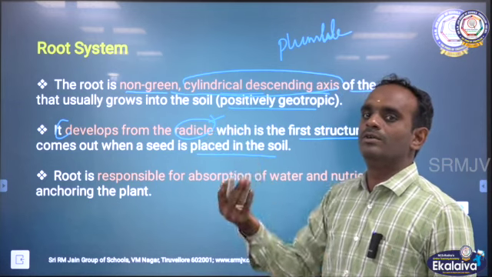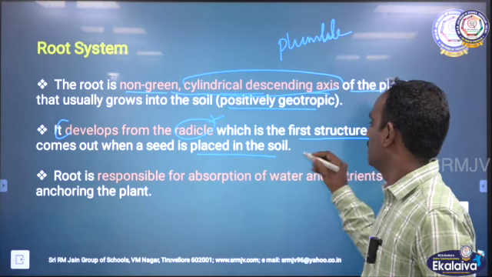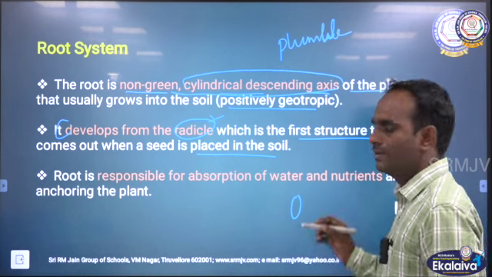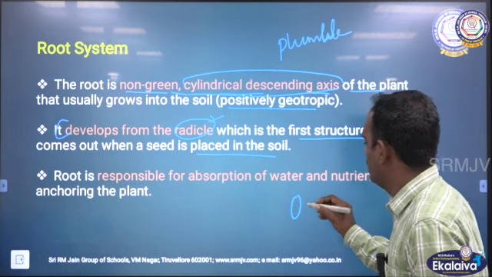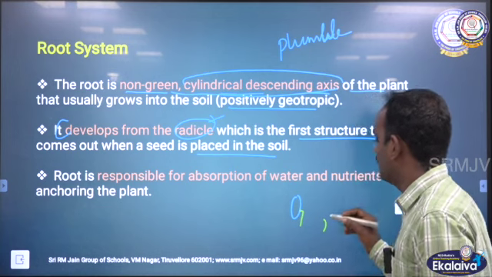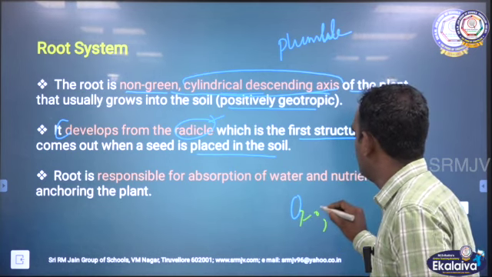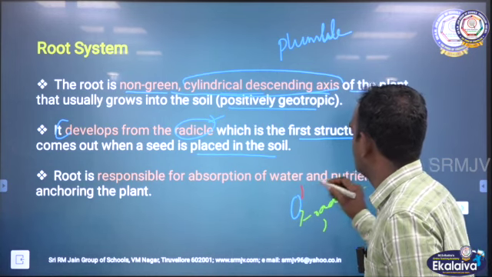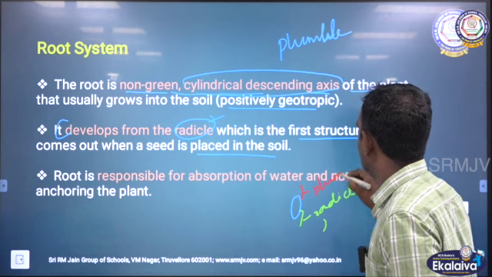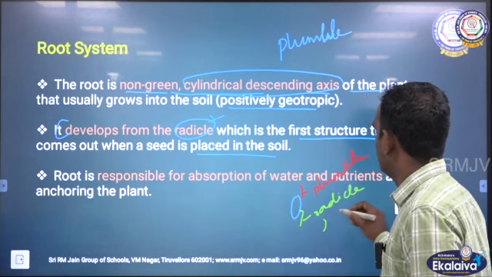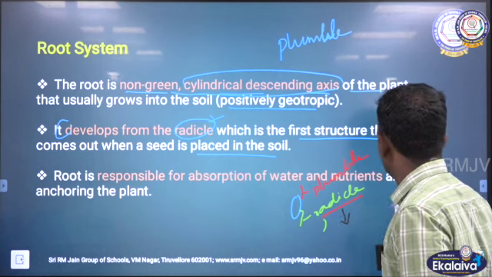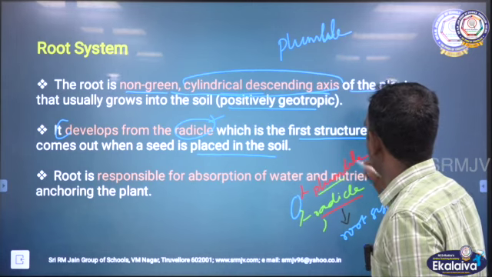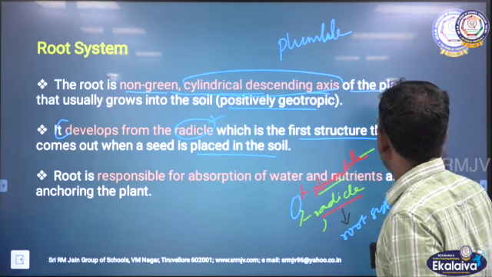That radicle grows towards the soil. See, think that it is the seed. When it germinates in the soil, one small outgrowth that arises towards the soil is called radicle, and another one which arises upward is called plumule. Okay, the radicle gives rise to the root system, the plumule gives rise to the shoot system.